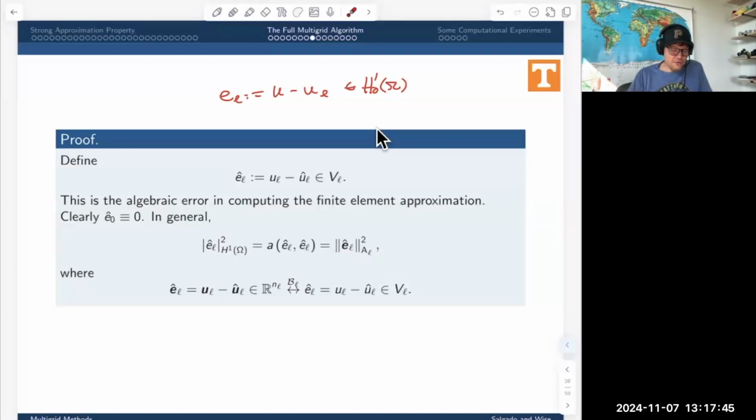This is what is called the algebraic error for computing the finite element approximation. The algebraic error. Okay, it's not the same as this error. It's the algebraic error of applying our solver. Remember, solvers don't actually always give the exact solution. I guess if you have exact arithmetic and you're using Gaussian elimination in exact arithmetic, that will give you the true solution, but you're never using exact precision whenever you're using a computer.